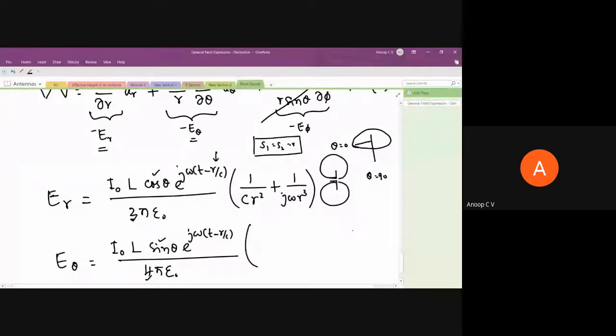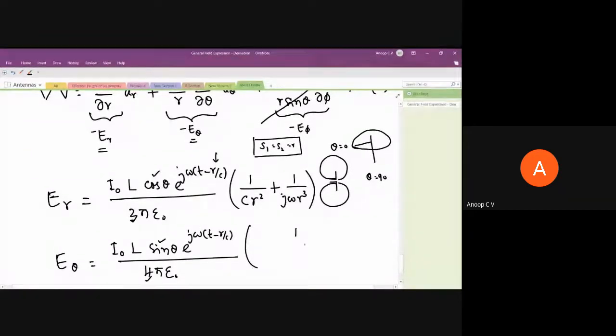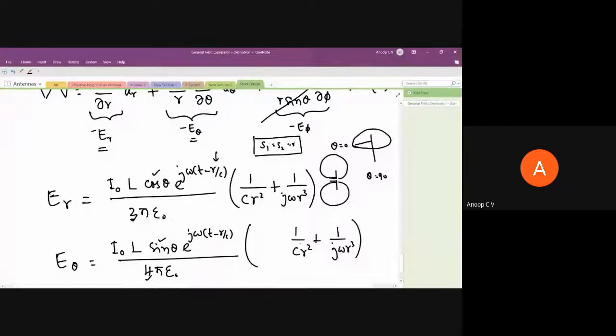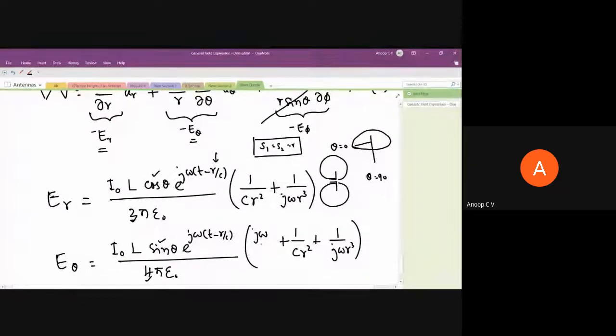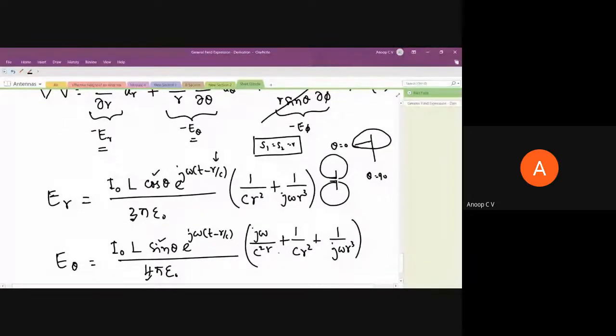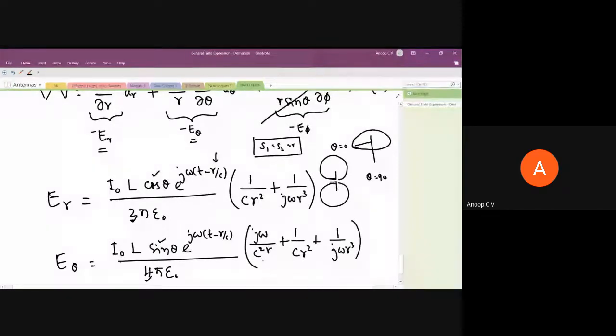Then here, those terms 1/(c r squared) plus 1/(j omega r cubed) are already there. Apart from that, we have an additional term, that is j omega divided by c squared r. So that is the difference. Those are the only three differences.